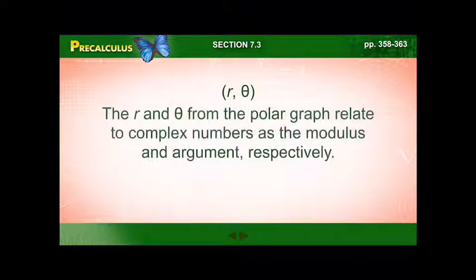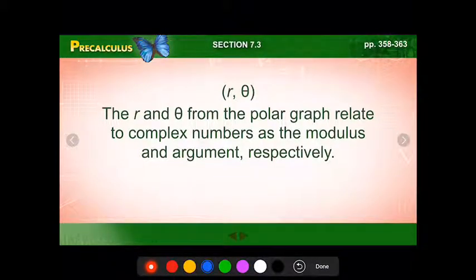This form right here that I have is called the polar form. The r and the theta are the polar graph related to the complex number, the modulus and the argument, respectively. If you think about this, I'll make it very easy for you. Think of just the normal Cartesian plane. Whenever we had a coordinate, the x was always first and the y was always second. So it kind of parallels this.